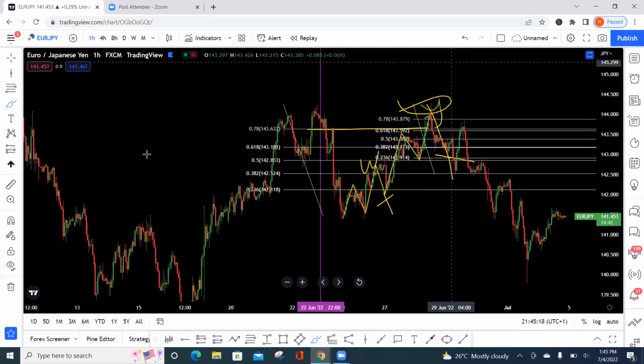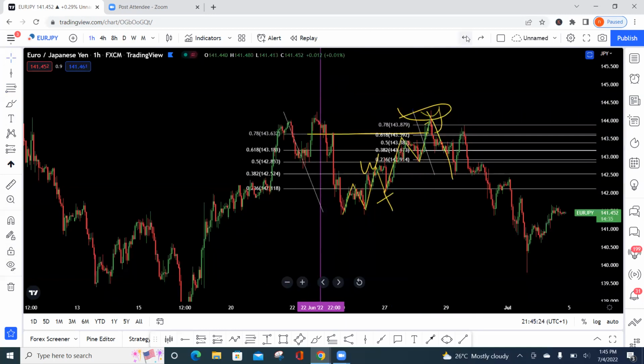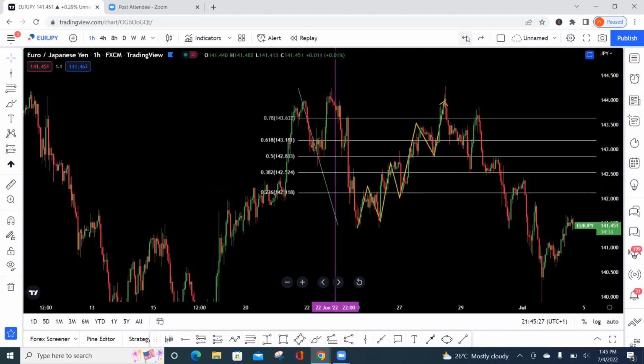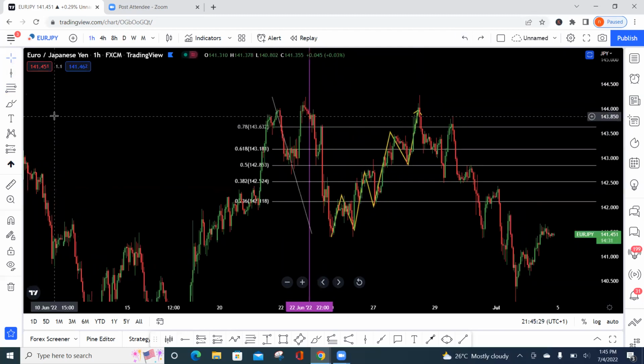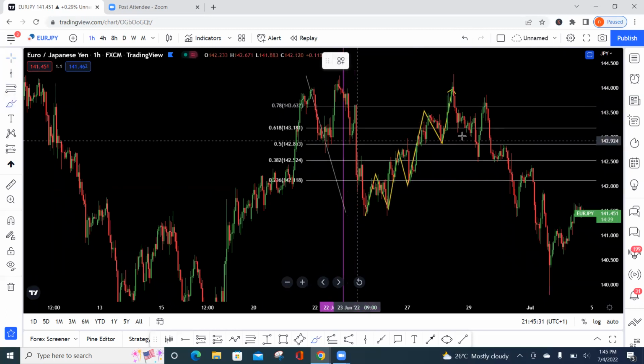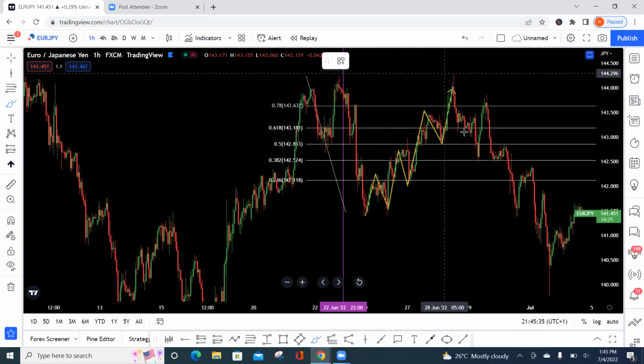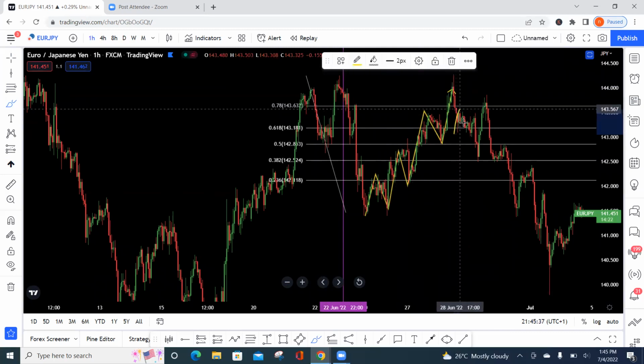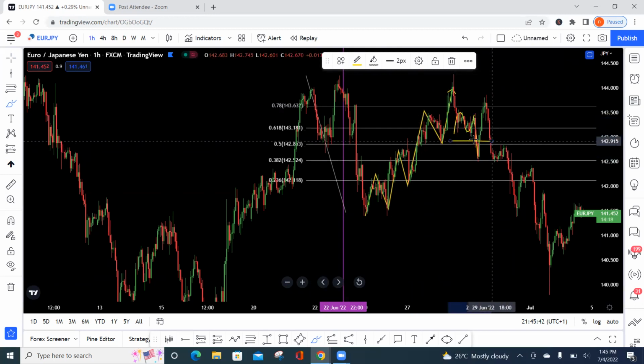Where did we get it wrong? When we wanted to enter this trade. I'm going to show you right now. Where the issue was is that at this level, I believed that we were now moving to the downside. We have corrective structure. We are moving down. I gave this trade to my signal channel at 142.64, this level, thinking it will go down.